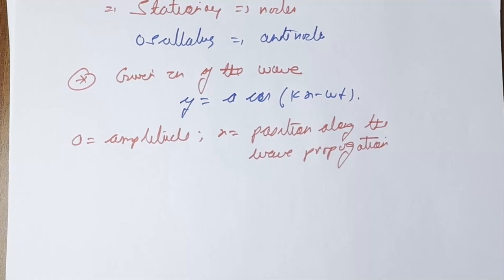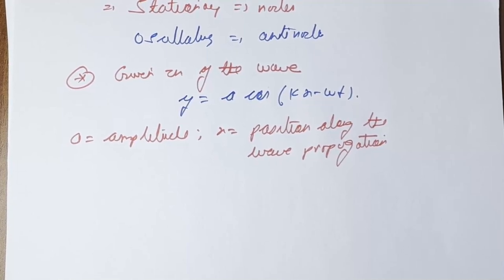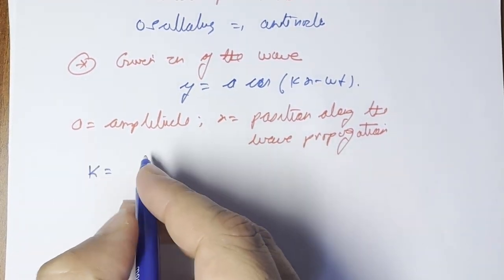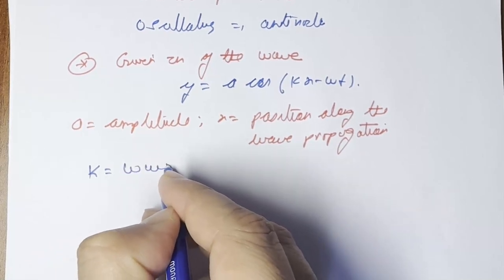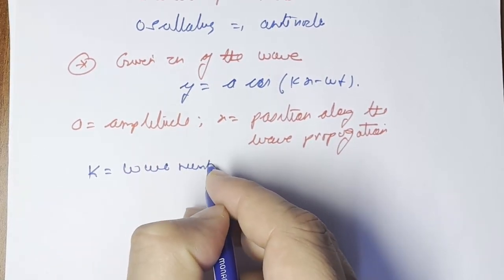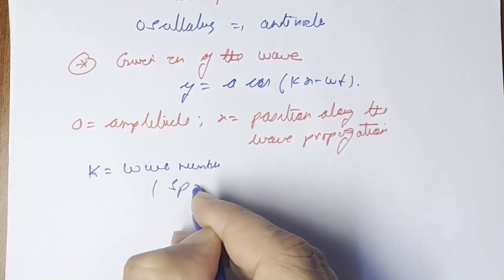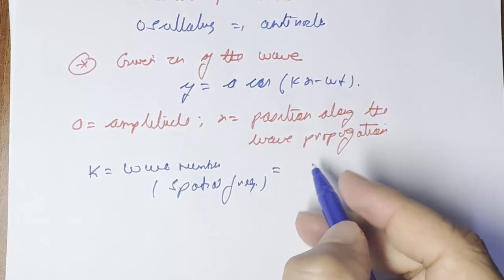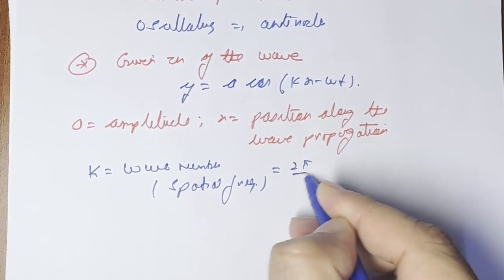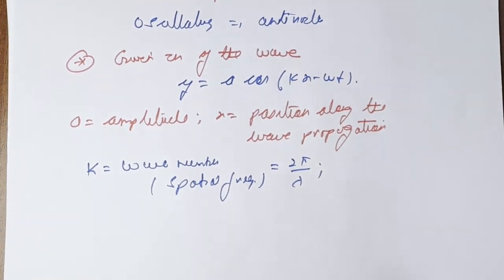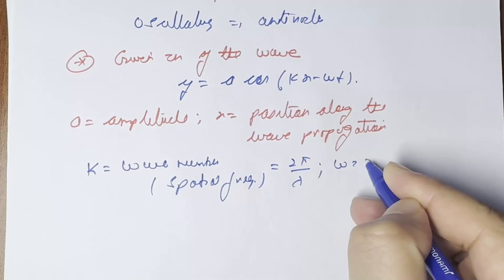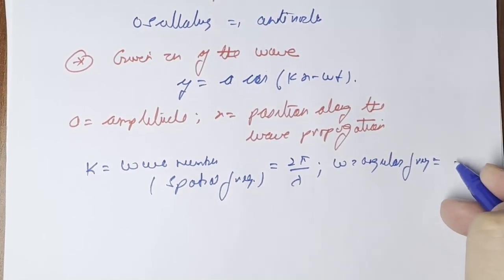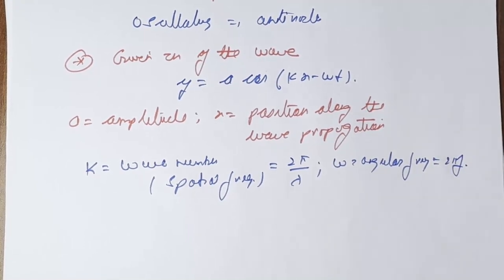K is our wave number, which is sometimes also called a spatial frequency, which is equal to 2 pi by lambda, and omega is the angular frequency, which is obviously equal to 2 pi f.